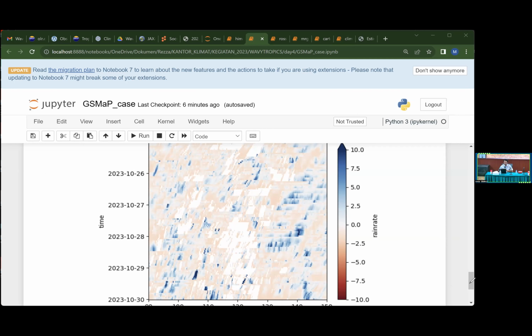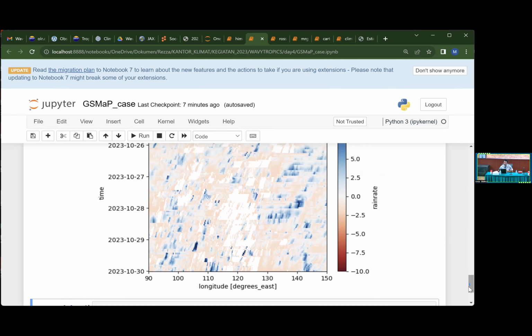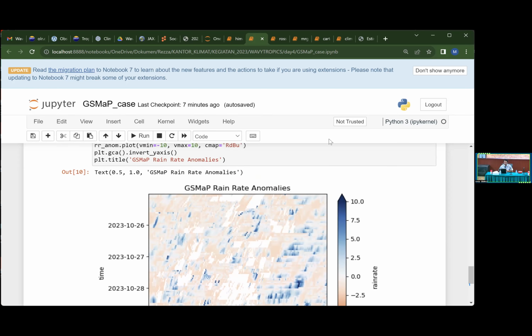Yeah, so after you have made an anomalies array, you are ready for the filtering, to filter the wave that you want. For example, Kelvin, MRG, or Rossby. And if you have any question, you can just ask.